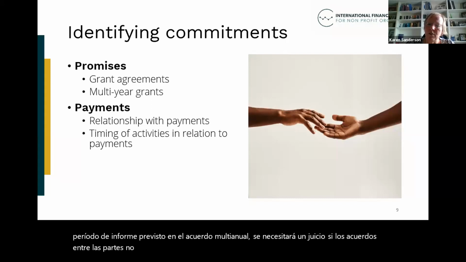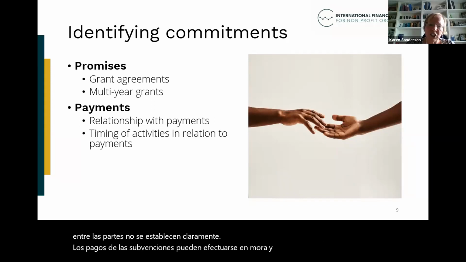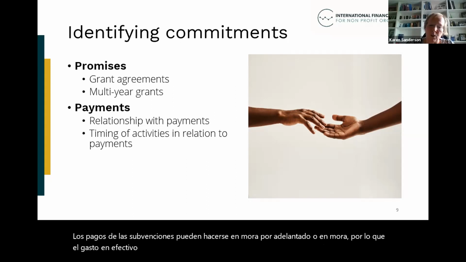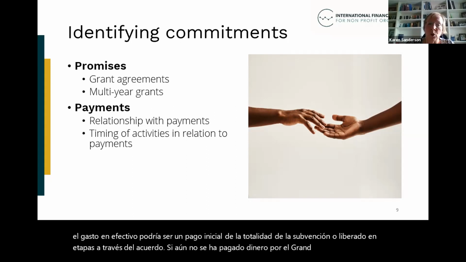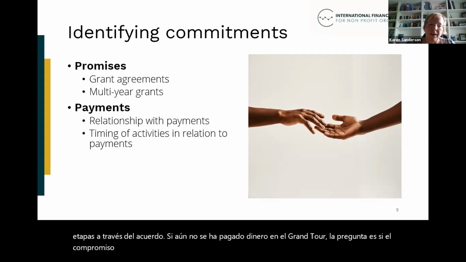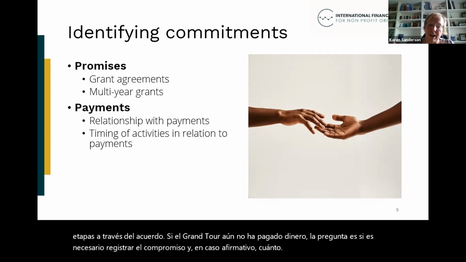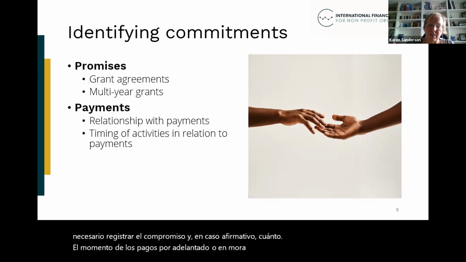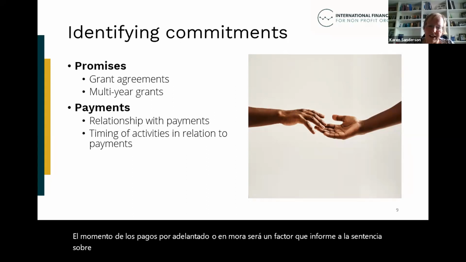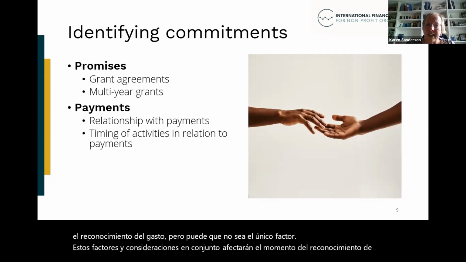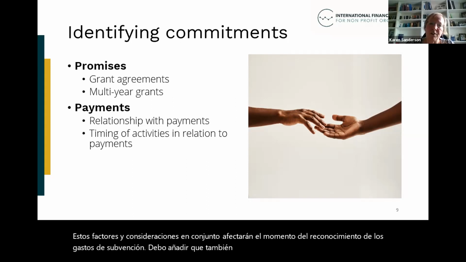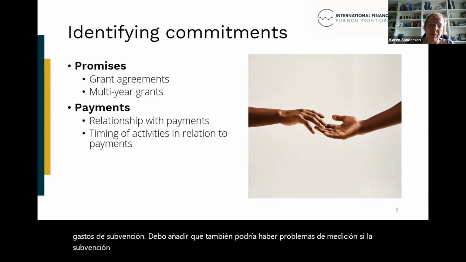Payments of grants may be made in arrears or in advance. So the cash expense could be an upfront payment of the whole grant or released in stages through the agreement. If no money has yet been paid by the grantor, the question is whether the commitment needs to be recorded, and if so, how much. The timing of payments, either in advance or in arrears, will be a factor in informing the judgment about when to recognise the expense, but it might not be the only factor. These factors and considerations together will impact the timing of the recognition of grant expenses. I should add that there might also be measurement issues if the grant covers multiple reporting periods and the time value of money is significant.